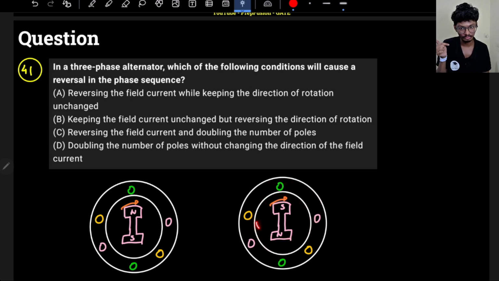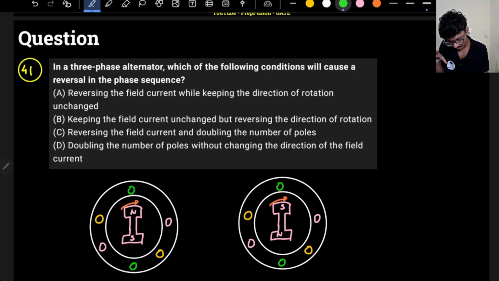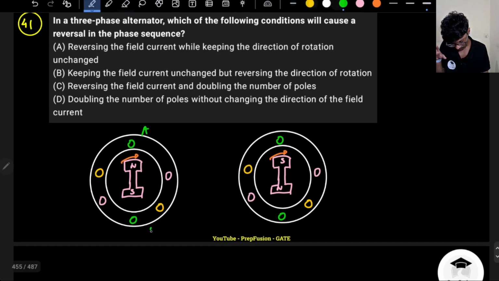If I keep the direction of rotation the same, there will not be a phase sequence change. Changing the north and south pole will not change anything. Why? Because let's say I just observe coil A, this is A, this is A dash. At t equal to 0, I know that from the north pole magnetic flux lines come out.